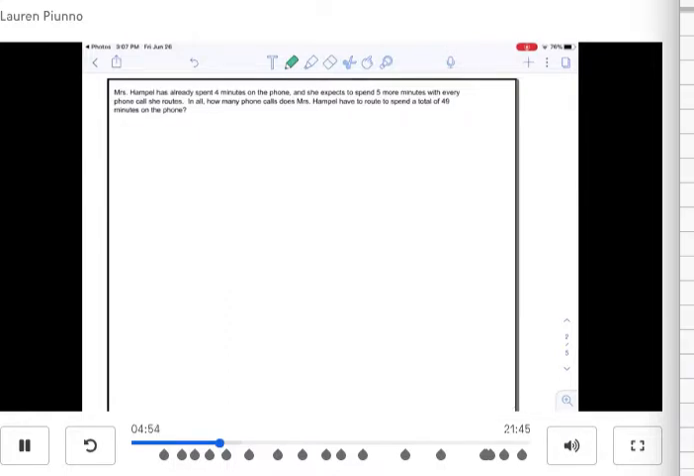Mrs. Hample has already spent 4 minutes on the phone, and she expects to spend 5 more minutes with every call that she routes. In all, how many phone calls does Mrs. Hample have to route to spend a total of 49 minutes on the phone? So the question is how many phone calls? So that's what we're solving for. We're solving for the number of phone calls.